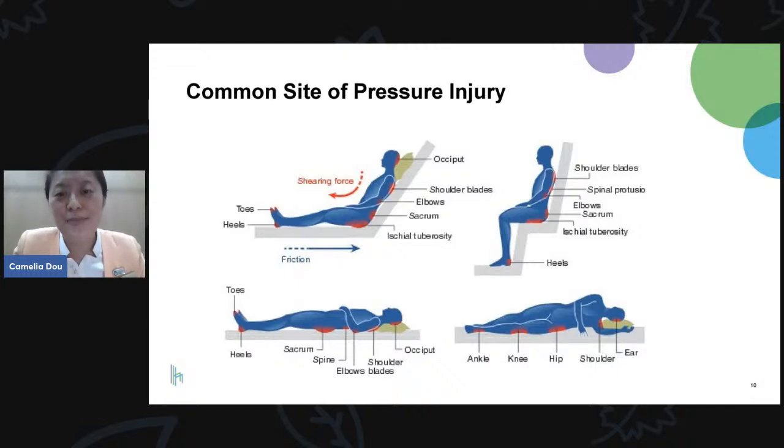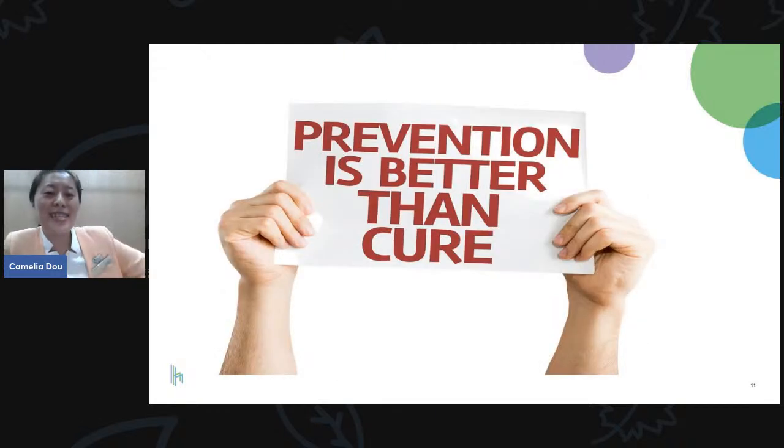These are the common areas where patients develop pressure injuries. You see this part, this is the sacrum. Among 10 patients with pressure injury, almost 8 develop it at the sacrum region. So these are all the risk areas we need to look at, especially when patients are bed bound. Every time we do an assessment, we check to make sure these areas have no issue. Yeah, next slide.